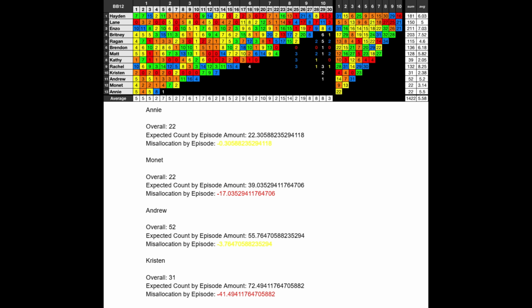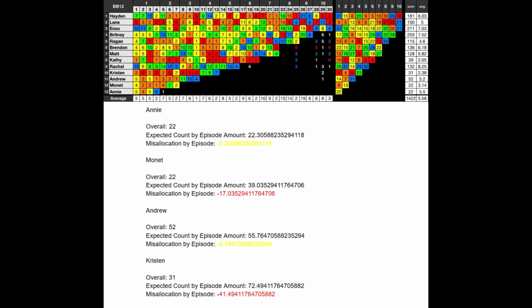Monet got 22 confessionals, so the same amount as Annie, which is bad, despite her lasting a week longer. And her expected count by episode amount is 39.03, so 39 confessionals essentially. This causes her to have a negative 17 misallocation, meaning that she has 17 less than she should, so she is officially under-distributed with her diary rooms.